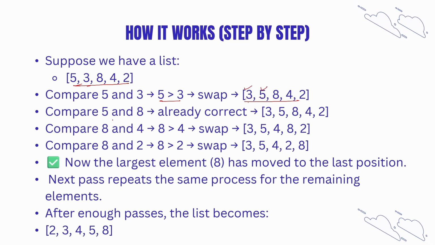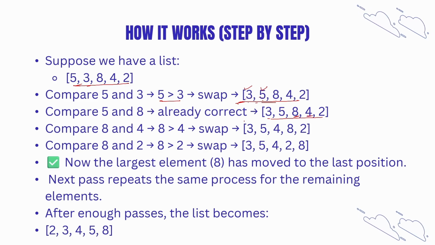Now this is our list. Next we have these two numbers, 5 and 8. We compare 5 and 8. They are already at the correct position because 5 is smaller and 8 is larger, so we will not swap them. Here this is our list, 3, 5, 8, 4, 2.